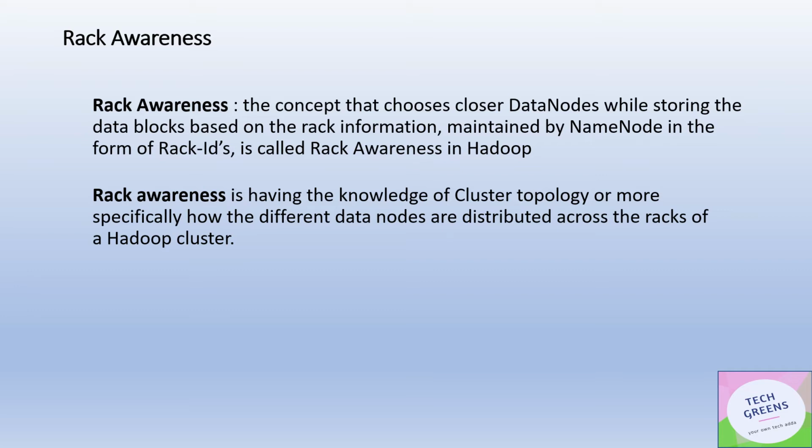Or, in another definition, rack awareness is the information about the cluster topology, or how the data nodes are distributed across the racks in the underlying data center in a particular Hadoop cluster. That knowledge about the cluster topology and the location of each data node, on which particular rack it exists, makes Hadoop a rack aware system, and this concept and this property is called rack awareness.